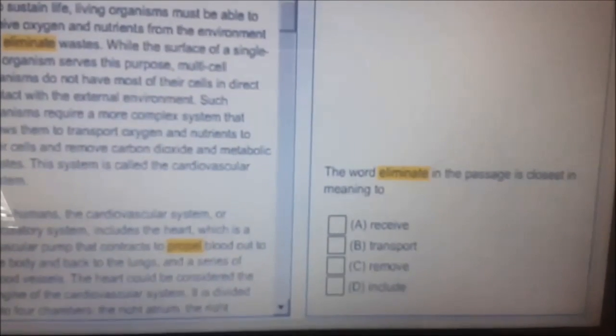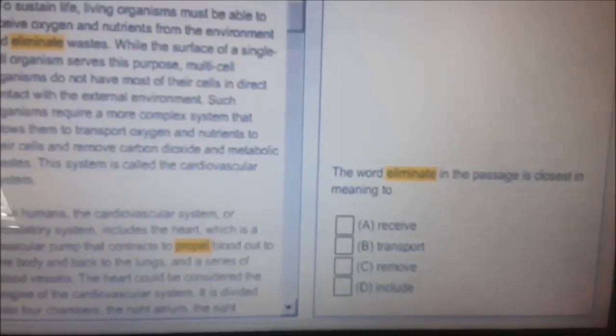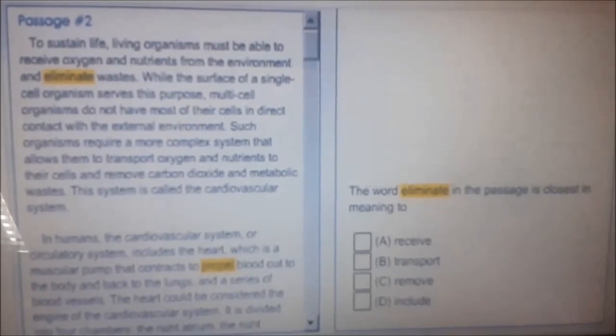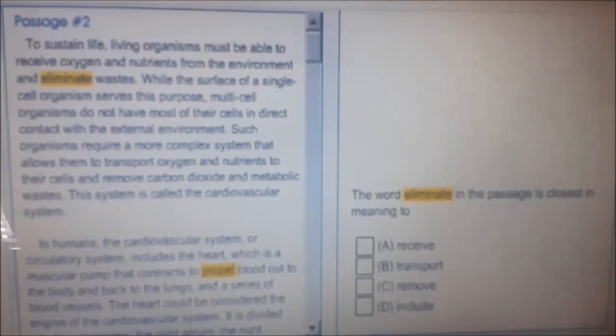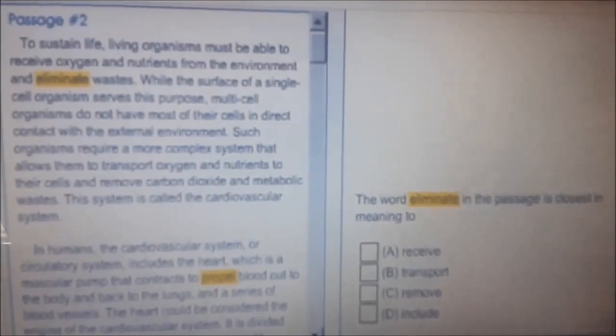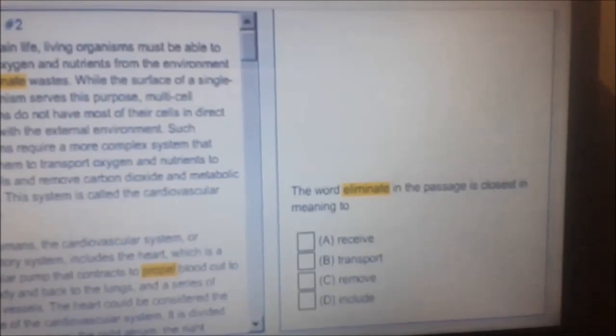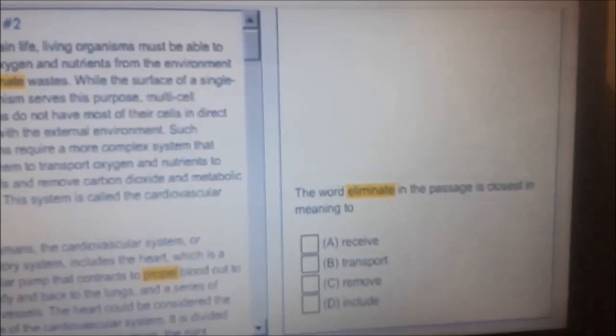To answer this type of question, you will need to read the entire sentence that the highlighted vocabulary word is in, determine the function of the word, for example, part of speech in the sentence, and identify the meaning of the word for the correct answer.